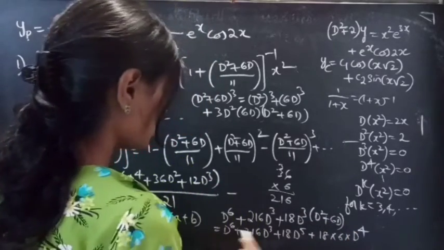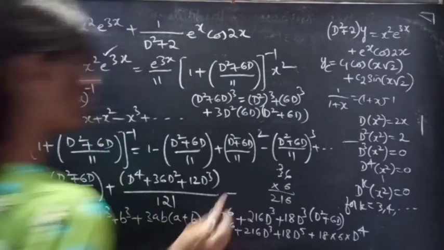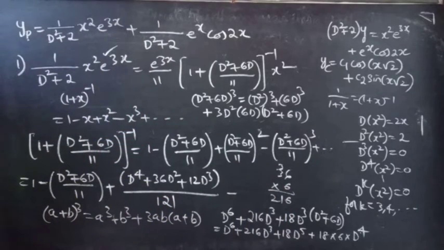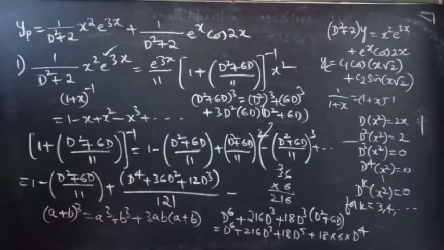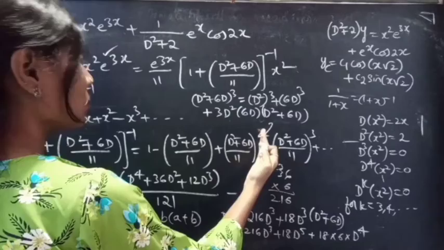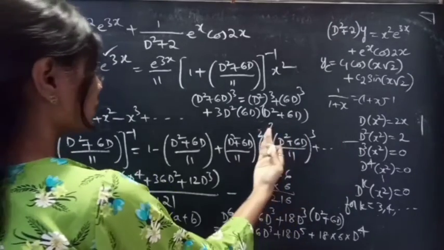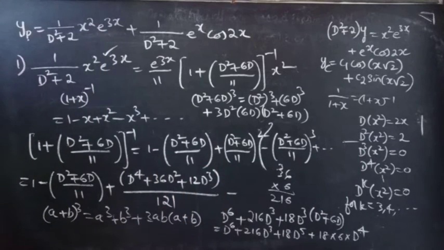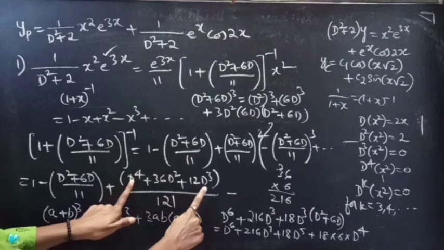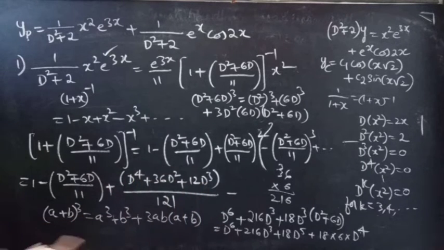See, we got d cube, d power 4, 5, 6, all are higher derivatives. So we can neglect all the terms from here, because from here we'll get completely higher derivatives. We'll just take the first 3 terms. In the third term also we have 2 higher derivatives which we'll neglect later in the problem, okay.